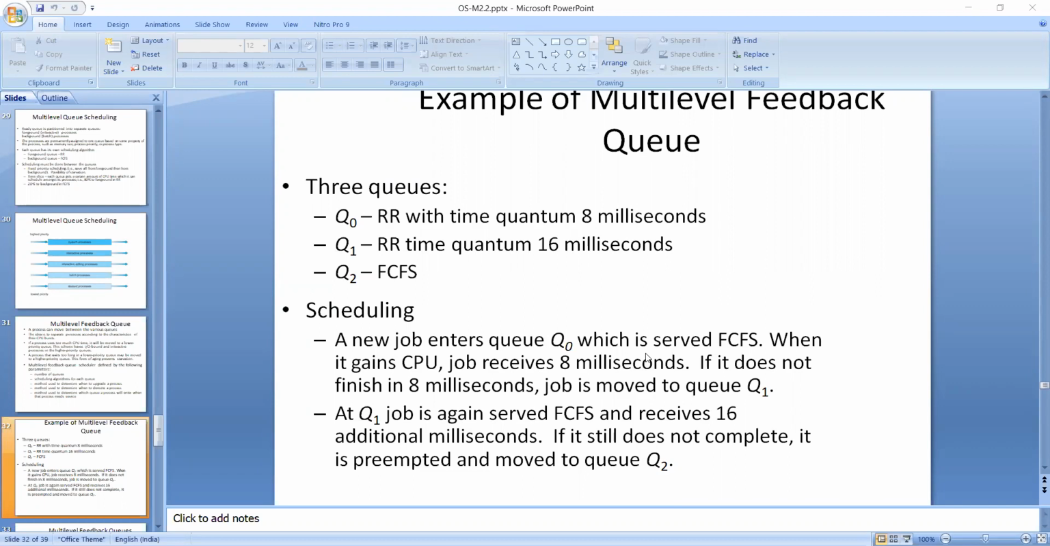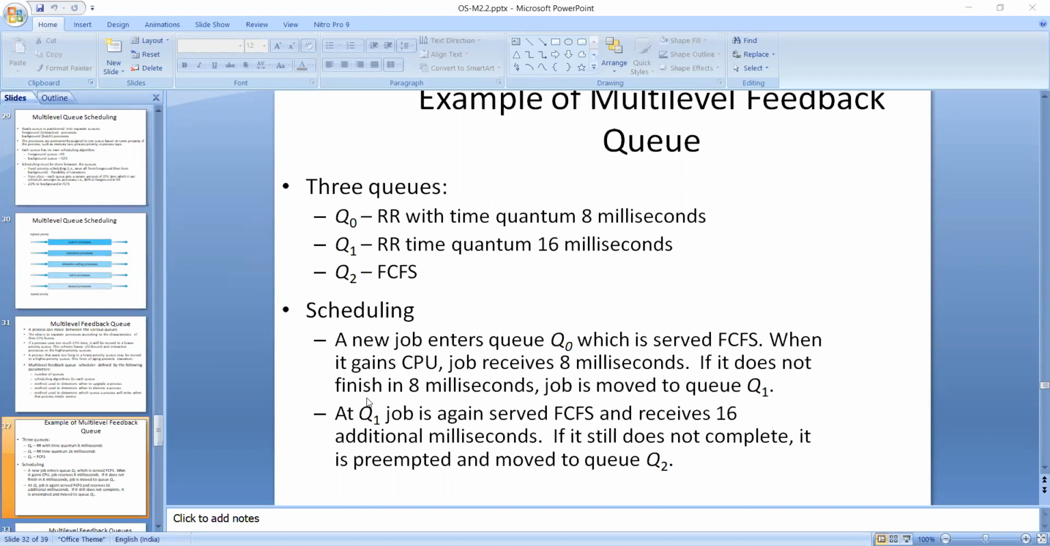When that job receives the CPU, the job will receive 8 milliseconds of CPU time. If it does not finish in 8 milliseconds, the job is moved to Q1. What will Q1 do? Q1 also works in round robin fashion, with a quantum of 16 milliseconds.